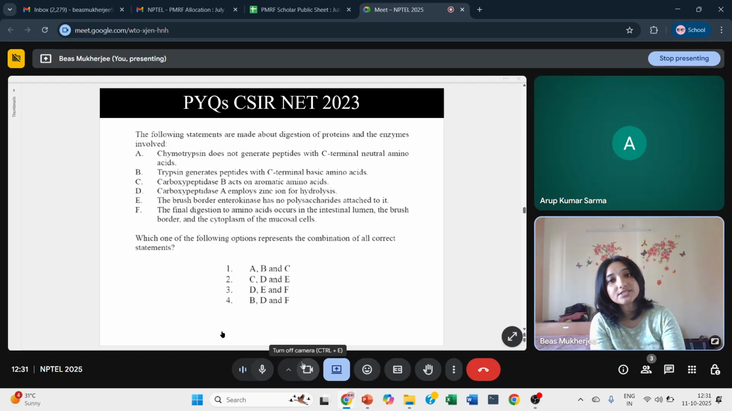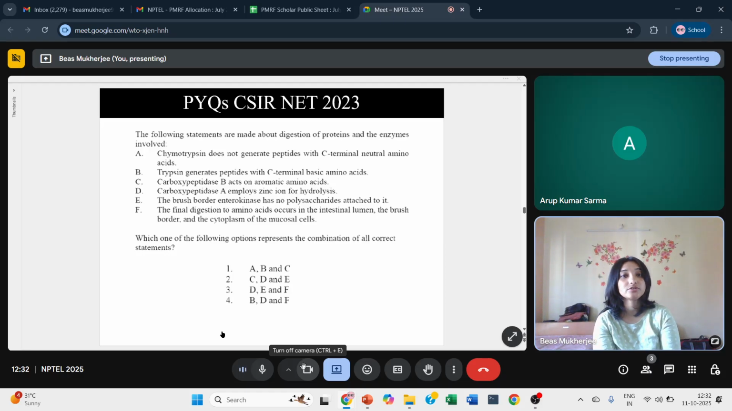The following statements are made about digestion of proteins and the enzymes involved. Chymotrypsin does not generate peptides with C-terminal neutral amino acids. Trypsin generates peptides with C-terminal basic amino acids. Carboxypeptidase B acts on aromatic amino acids. Carboxypeptidase A employs zinc ion for hydrolysis. The brush-border enterokinase has no polysaccharides attached to it. The final digestion of amino acids occurs in the intestinal lumen, the brush border, and the cytoplasm of the mucosal cell. So which one of the following options represents the combination of all correct statements?